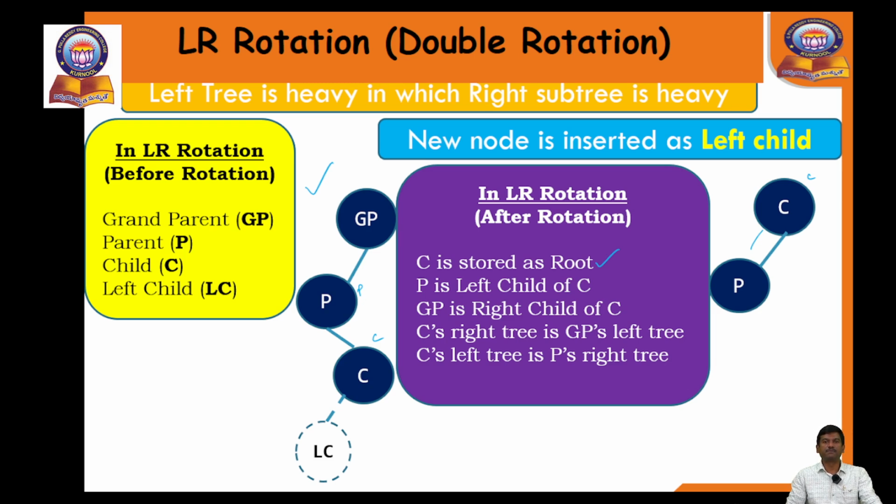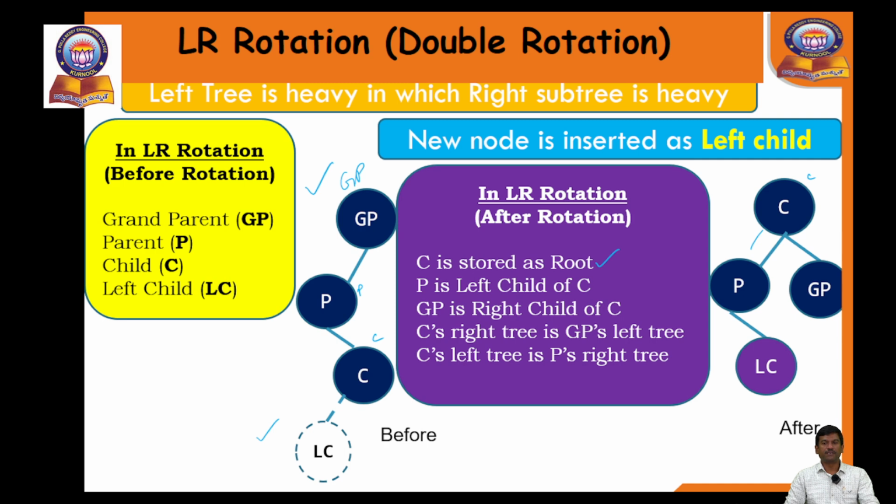And what does your next statement say? GP is the right child of C. So GP, that is this node, is being stored as the right child of C. And what does the next statement say? C's right tree, if it is present. But according to this tree diagram, we have the left child. So C's left tree is to be connected to P's right tree. So this LC has to be connected as the right child for P, that is the parent. This is how the before rotation and after rotation are involved.